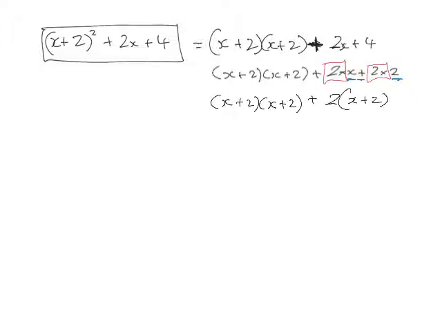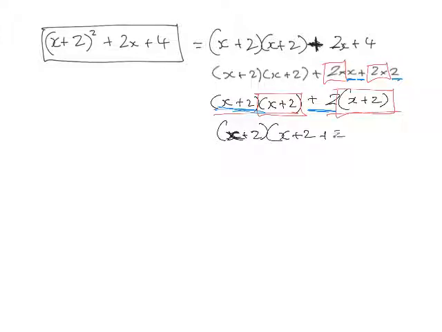And now you will see that we have some common terms, common factors to all of these terms. This first term has x plus 2. This second term also has x plus 2. So just like before, because it's common, you put it at the front, x plus 2, out of the front of a set of brackets. And then what is left over, you have x plus 2 left over, plus 2. X plus 2, plus 2.